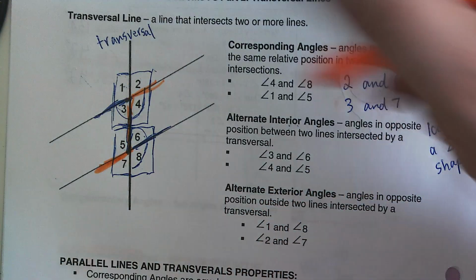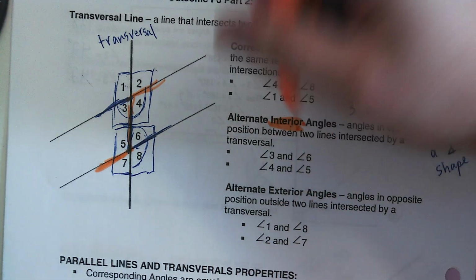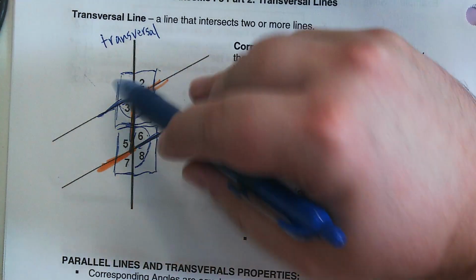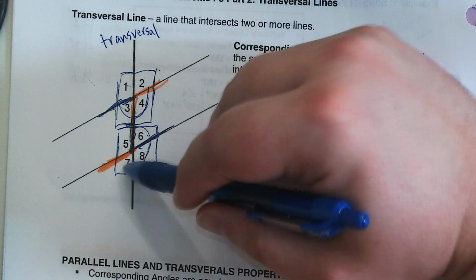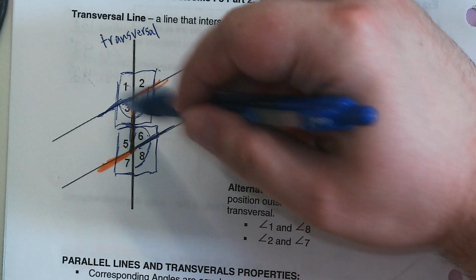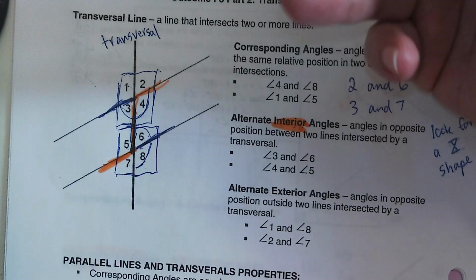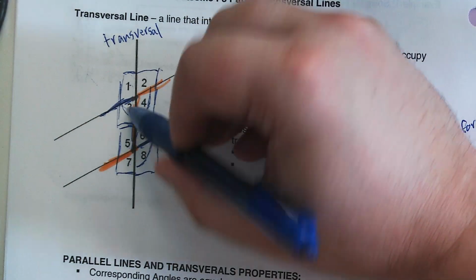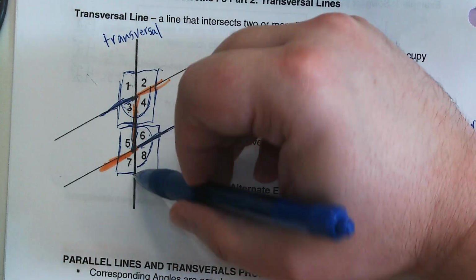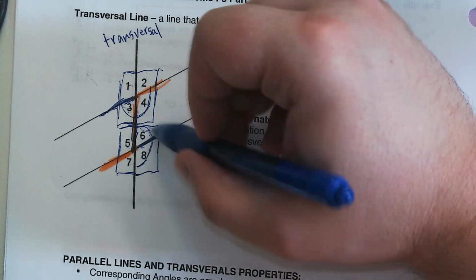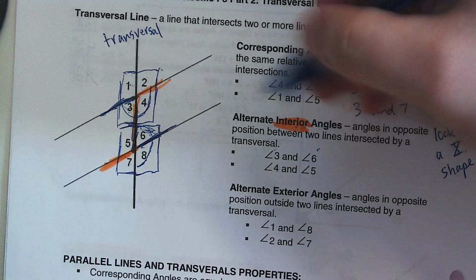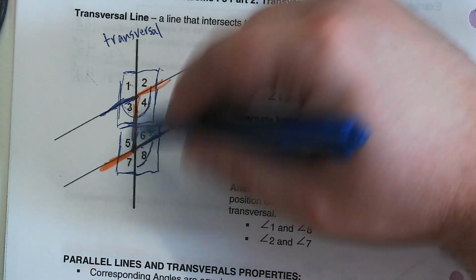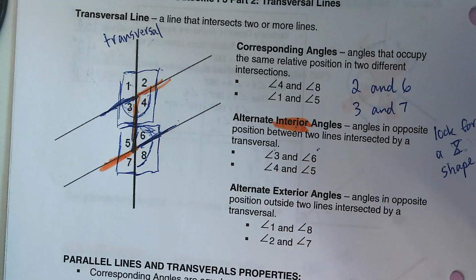Another key word here is interior. Interior means it's inside, in between the two lines. So that's why we're not talking about 1 and 2 or 7 and 8. We're only talking about the angles that are inside these two lines. And alternate, basically they're on opposite sides of each other. So angle 3 is on the left of the transversal. Angle 6 is on the right of the transversal. Those two are equal. Same with 4 and 5. They're inside between these two lines, but they are on opposite sides of the transversal.